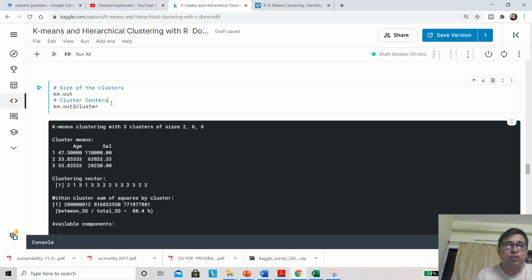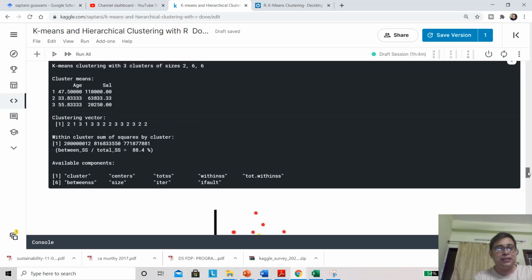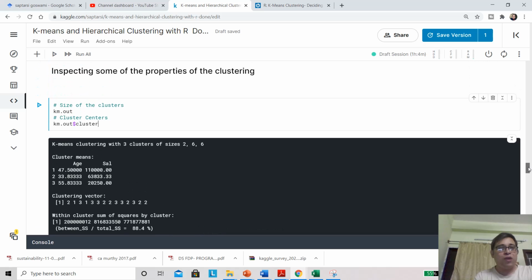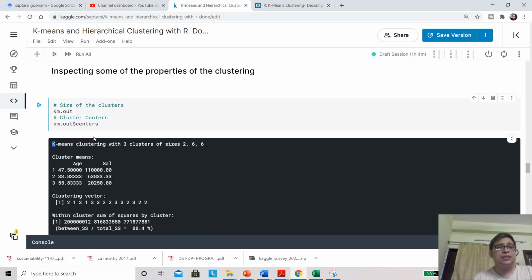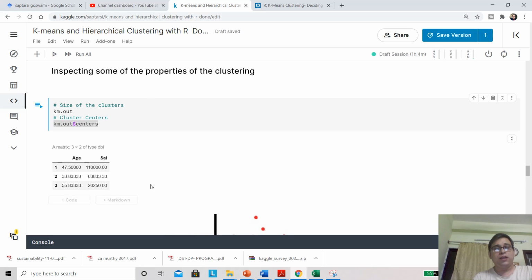Another thing is that, for going to the below level, you'll see that there are some available components here. So if you want to look at that, km.out is your original variable. If you just put a $ sign and press tab, it will give you several options. So if you want to look at individual centers, you can put that and run this, and you can look at the centers. We are more interested in those separability and cohesion related metrics.